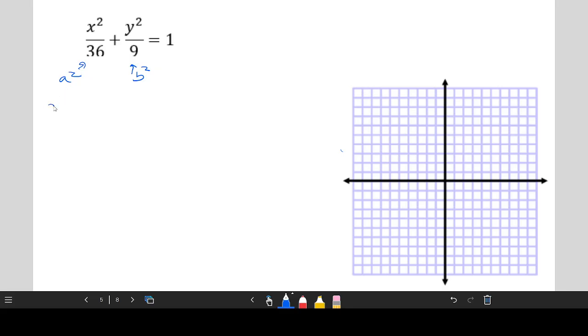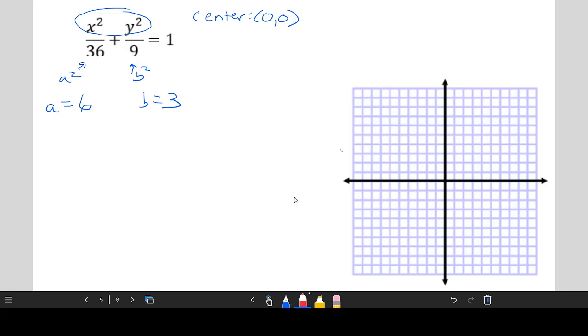Since a squared is 36, a is 6. A and b are distances, so we don't have to worry about the fact that we could also square a negative number to get 36, because distance is not going to be negative. B squared is 9, so b is 3. And since the numerators will have x minus h squared and y minus k squared, h and k here are both 0, so the center is at the origin.